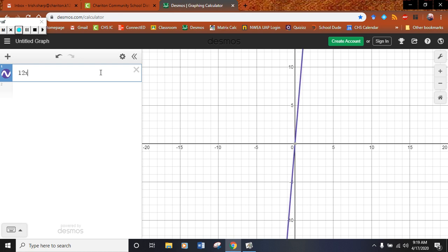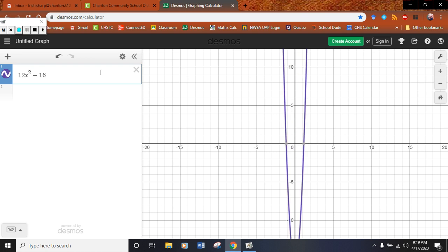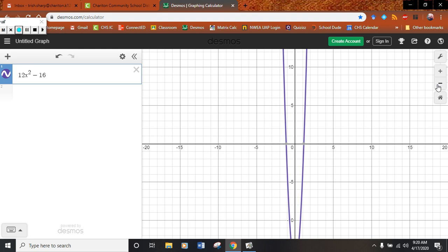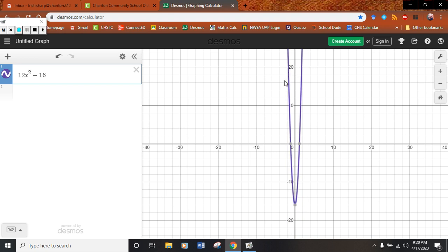And I'm going to type in the original equation, so 12x squared minus 16. So whatever you type in should be before you do any of the solving. So here's my graph. It looks kind of weird at first. So if you zoom out a little bit, it is a parabola. Okay, so it goes down, it hits this point, which, like I said, that's negative 1.15, which is the square root of 4/3.